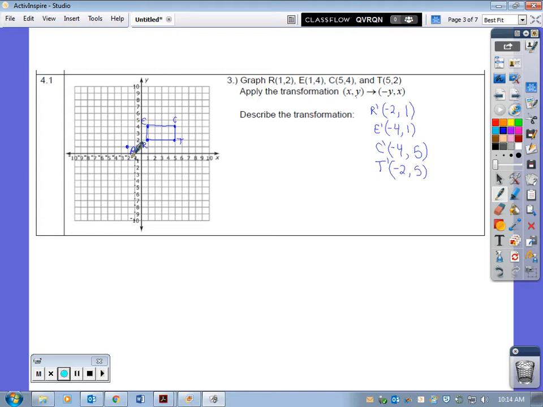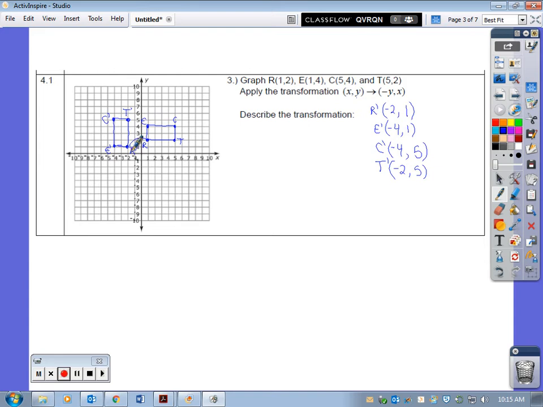Our E primed is negative 4, 1. Our C primed is negative 4, 5. And our T primed is negative 1, 5. So it is still a rectangle, but you notice it has turned. Okay? And in this case, it has turned from here to here.